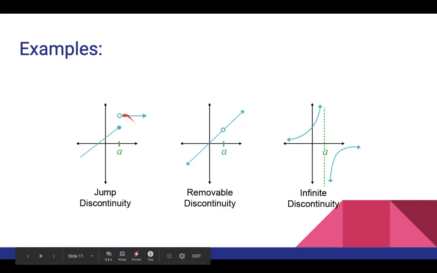So again, here's an example. We can see that jump discontinuity. We jump from one y value to another, so our limit does not exist as x approaches a. In a removable discontinuity, we can see right here that our function value does not exist, but we still approach a specific y value, so our limit does exist. Or we could have a closed dot up here, which means our function value would exist, but it's not equal to the limit as x approaches a. And lastly, we can see from the infinite discontinuity that our limit does not exist. From the left-hand side, we approach positive infinity, and from the right-hand side, we approach negative infinity.